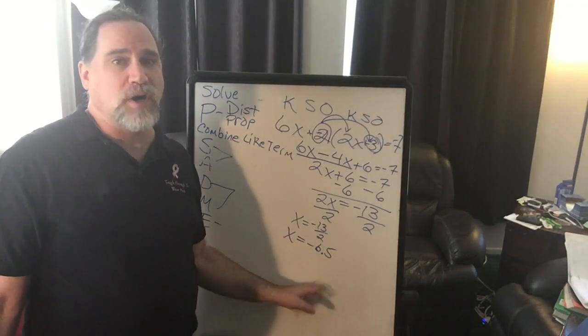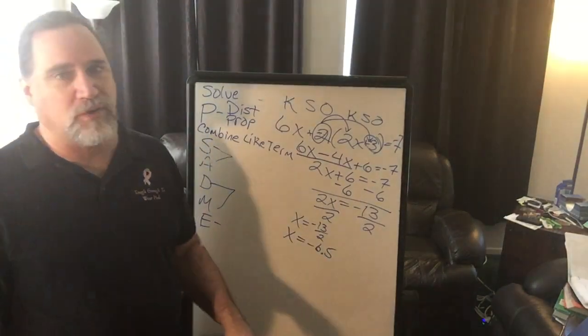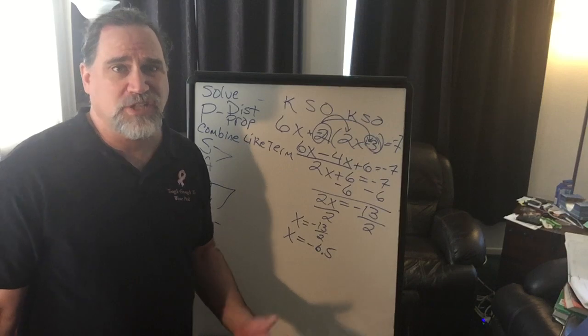Yeah, it's not really hard because dividing by 2 is not that challenging. But if it were -13/7, I certainly wouldn't want to do it.